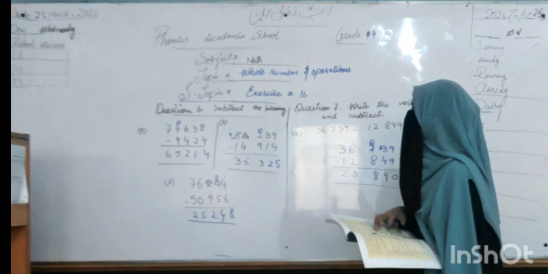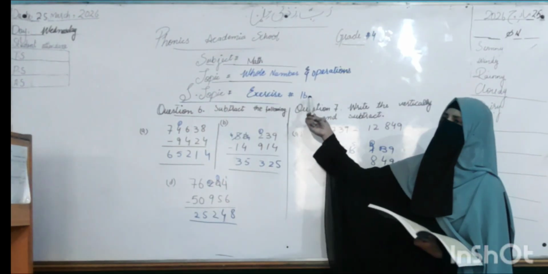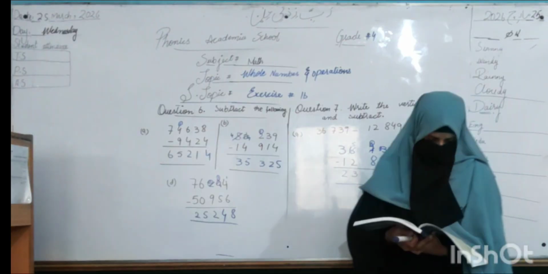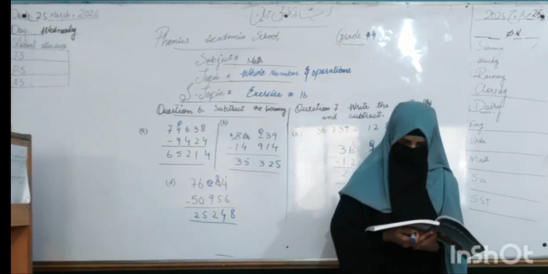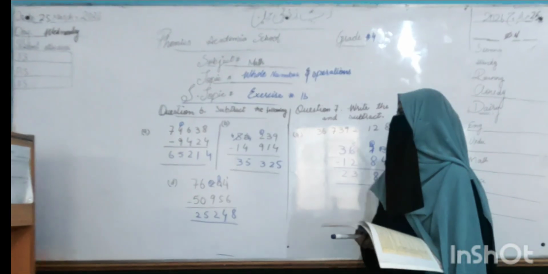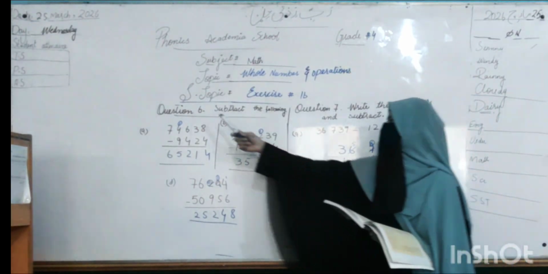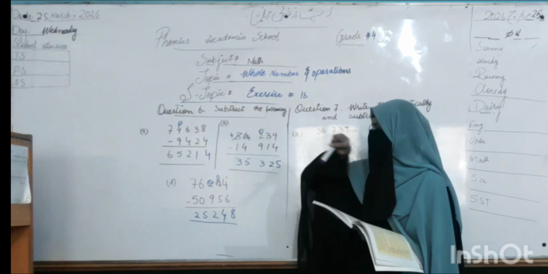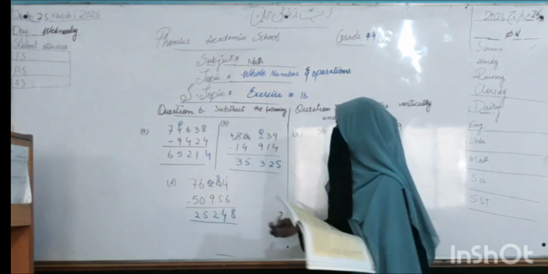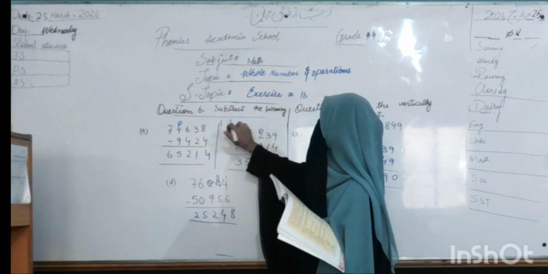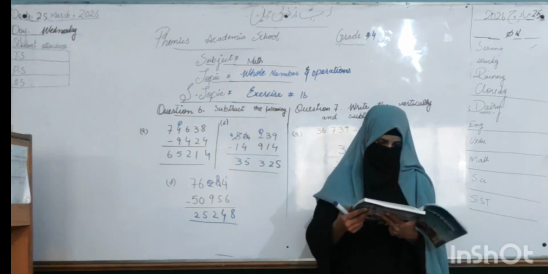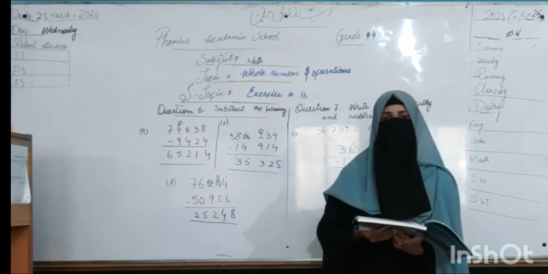We have to do exercise 1B of the chapter on whole numbers and their operations. All the students open your book to page number 13, where we have to do questions number 6 and 7. Also pick up your pencil. Let's start today's lecture. Question number 6: subtract the following. We have been given questions A, C and D, which we will do as class work, and question B is your homework. Also, in question number 7, we have to do question A.